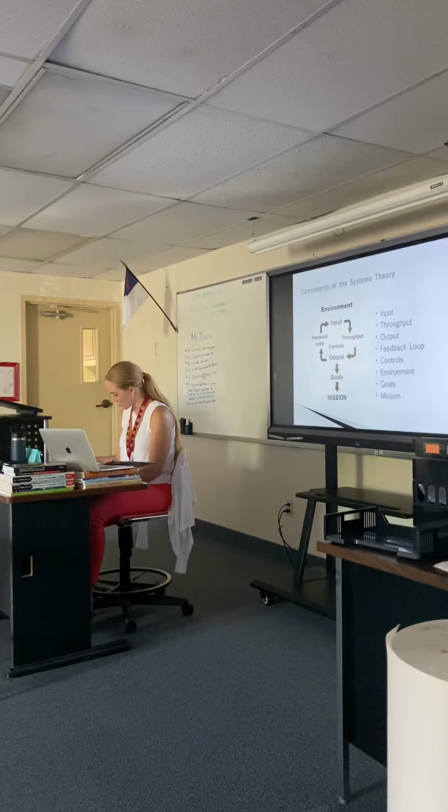Controls are anything that pinpoints problems in the system before the output is complete. Environment is the circumstance and condition in which a system exists. And goals are measurable increments that ensure the mission will be achieved.